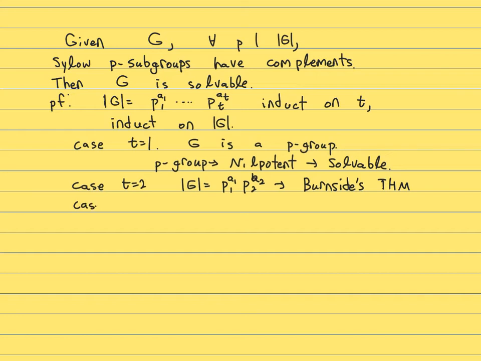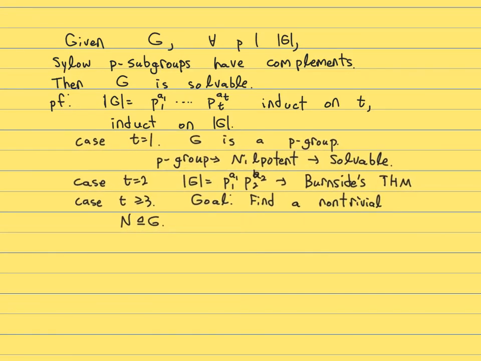So we're going to assume t is at least 3. And the goal, actually, is to find a non-trivial normal subgroup N. And why would you want to do such a thing? Because then you could apply induction to N and G mod N, conclude that they're both solvable, and then use the fact that N solvable and G mod N solvable implies G is solvable.